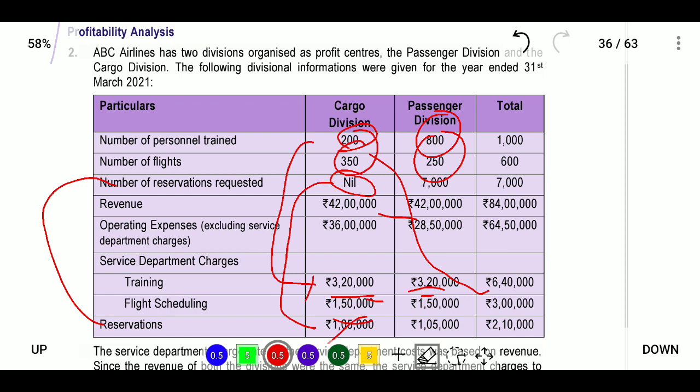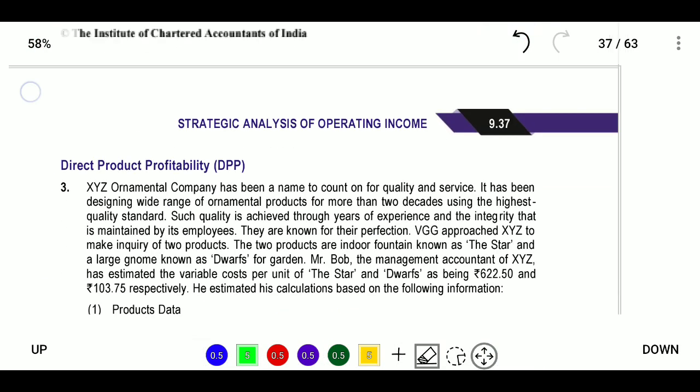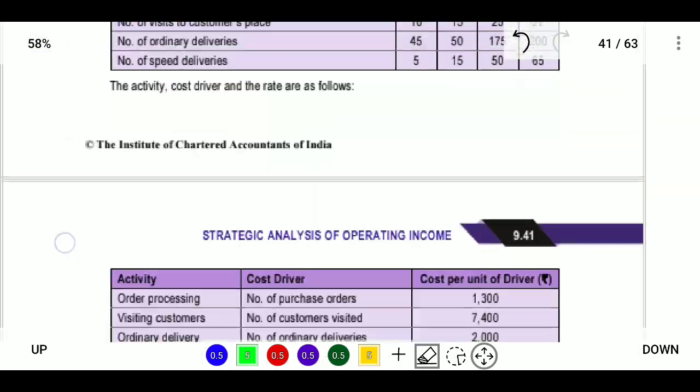Now we will calculate the correct revenue. We will take the 42 lakhs and 32 lakhs 28,050, and get the gross margin. After the gross margin, we will apportion these expenditures based on the cost drivers, and after that we will get the result. Now we will see the answer. What is the answer for the second question?